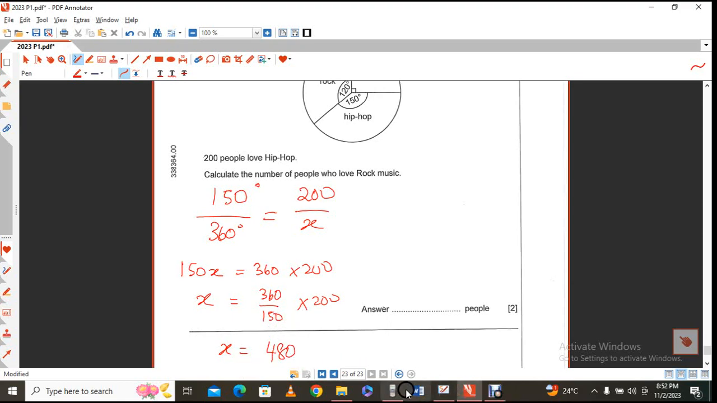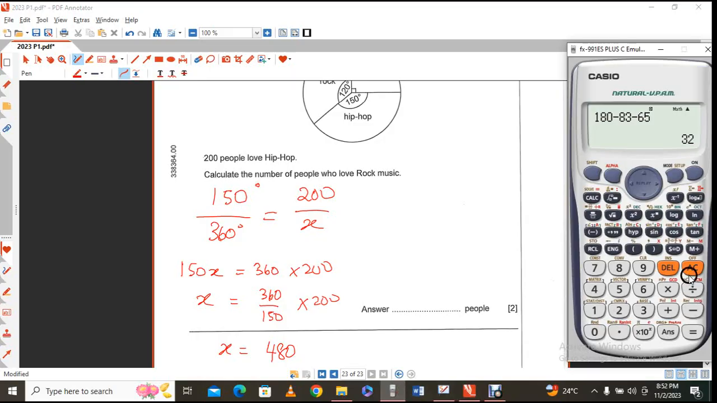So let me just make sure. You have 360 over 150, which is 36 over 15, doesn't matter, times 200, gives 480 people. So there are 480 people all in all.